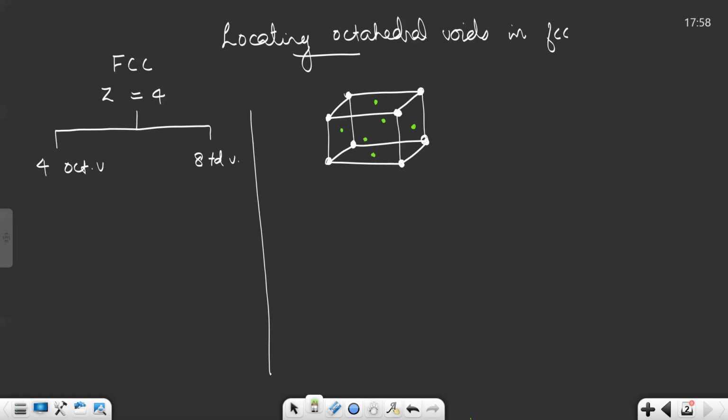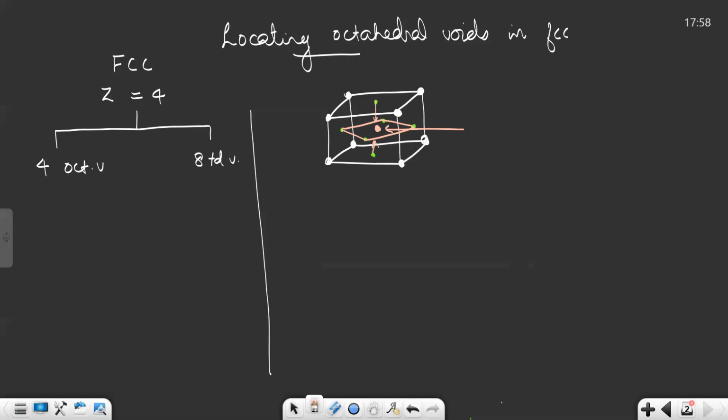Here you can see that these four atoms present in the center of these faces make a square there, and this atom is below that, and this is above. So one vacant space or void is formed here, and this void is formed exactly at the center of the unit cell.